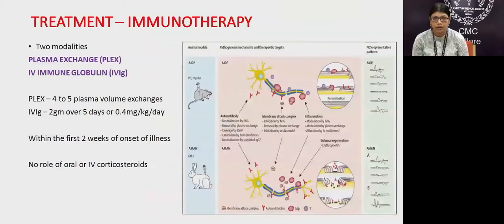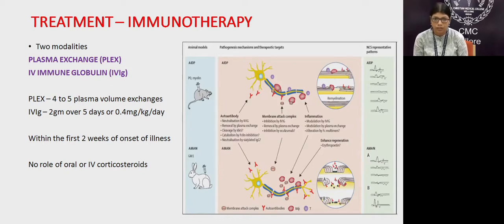The two modalities of treatment for GBS, as we know, are plasma exchange and IV immunoglobulin. There is no difference between the two modalities. For plasma exchange, we give 4 to 5 plasma volume exchanges, and for IVIG we give 2 grams per kg over 5 days, or 0.4 grams per kg per day for 5 days. It is best started within the first 2 weeks of onset of the illness to show the best results.